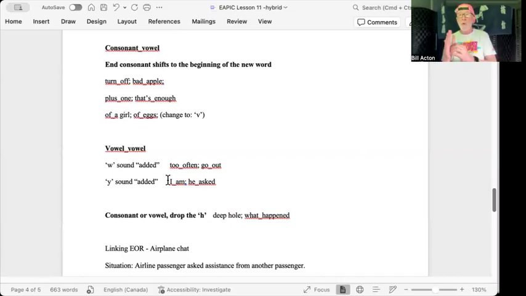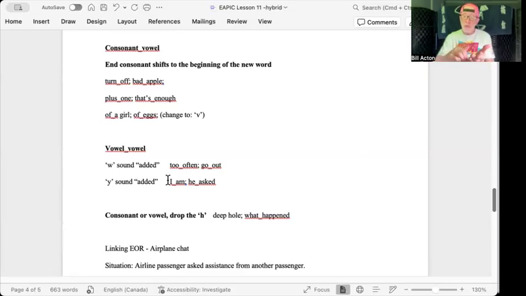Ooh, and O. So 11W, ooh, O. That's what this is here, right? That W just stays there. It moves over to the other word. So you get something like, for example, too often.